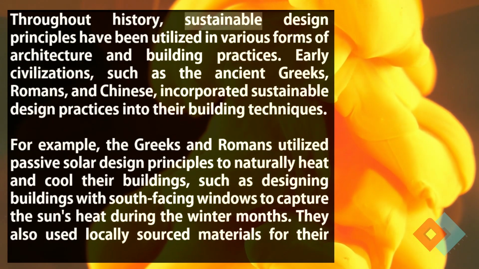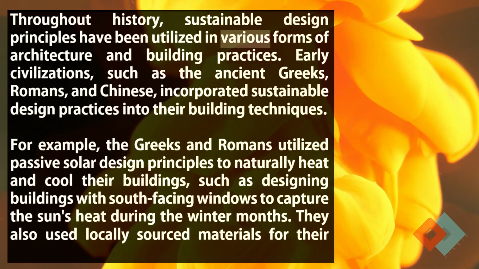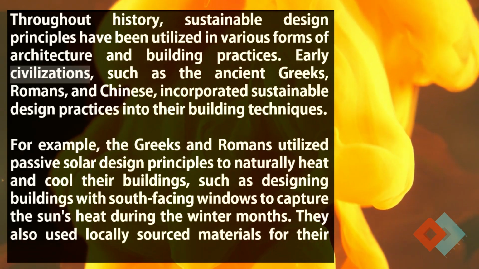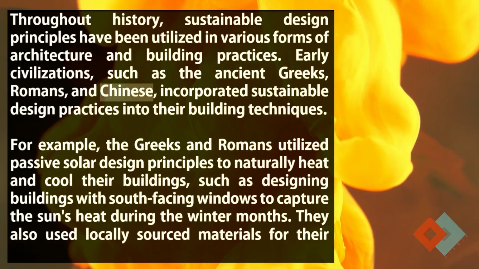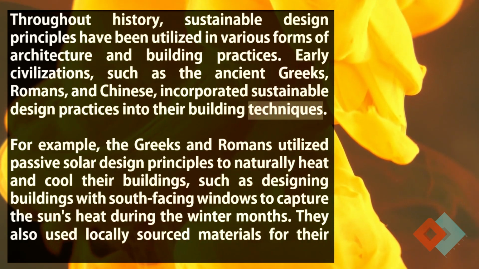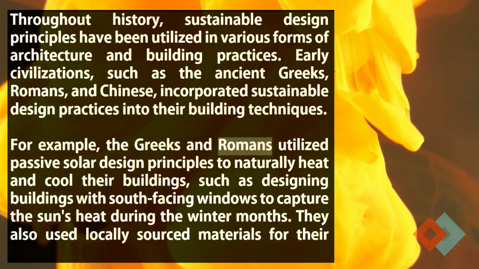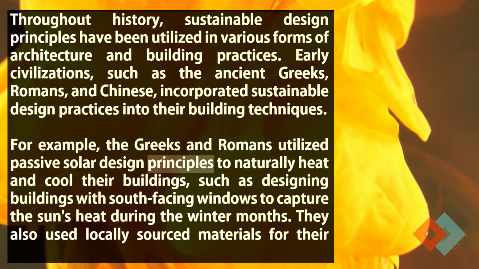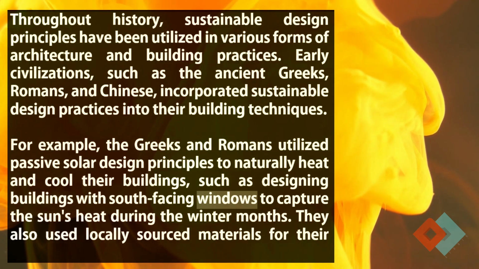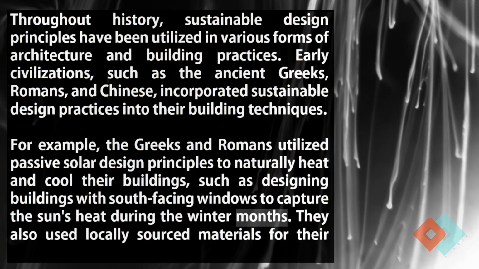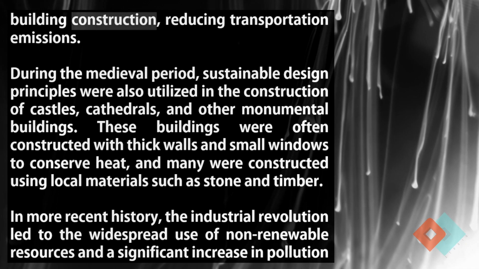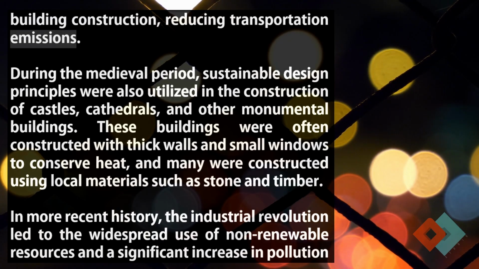Throughout history, sustainable design principles have been utilized in various forms of architecture and building practices. Early civilizations, such as the ancient Greeks, Romans, and Chinese, incorporated sustainable design practices into their building techniques. For example, the Greeks and Romans utilized passive solar design principles to naturally heat and cool their buildings, such as designing buildings with south-facing windows to capture the sun's heat during the winter months. They also used locally sourced materials for their building construction, reducing transportation emissions.